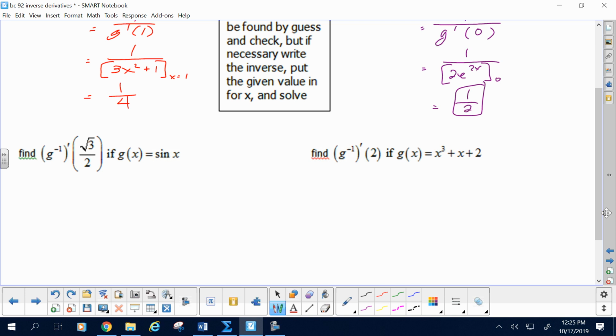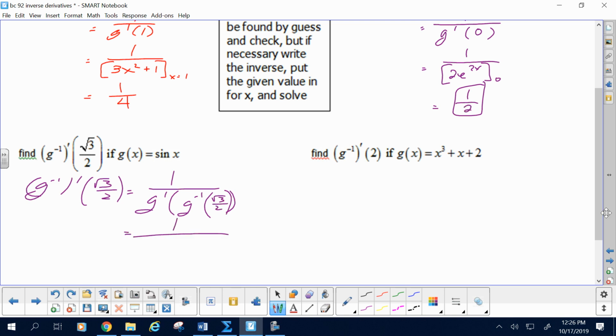I trust that there's a point to this. I think there's something new to be added here, so let's go. G inverse prime of root 3 over 2 is 1 over G prime at G inverse of root 3 over 2. So where is the inverse sine of root 3 over 2? Pi over 3. I agree. Should have made a negative thing. Why didn't I make it negative? That was dumb. Oh well.